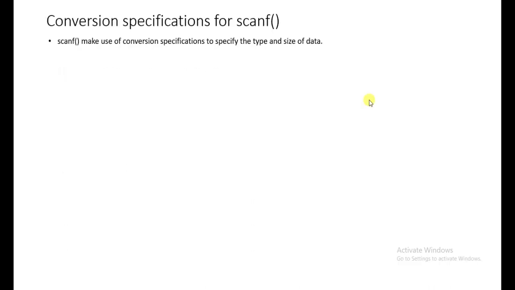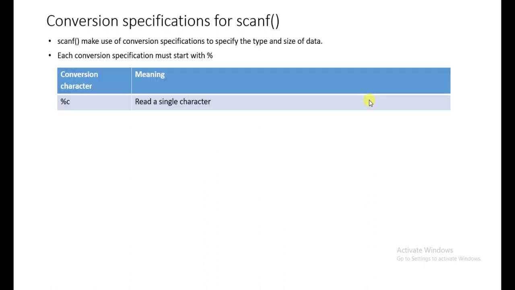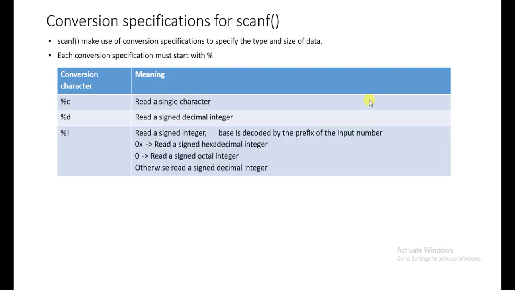Similar to printf, scanf also has conversion specifications to specify the type and size of the data. Each conversion specification starts with the percentage symbol. So %c is used to read a single character from the console during program execution. %d is used to read a signed decimal integer. And coming to %i, if we use the prefix 0x, that means we are reading a signed hexadecimal integer. If the input number has 0 as a prefix, it is an octal integer. If there is no prefix, it is a signed decimal integer.